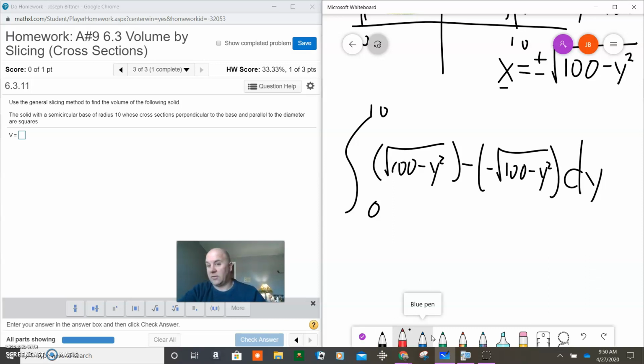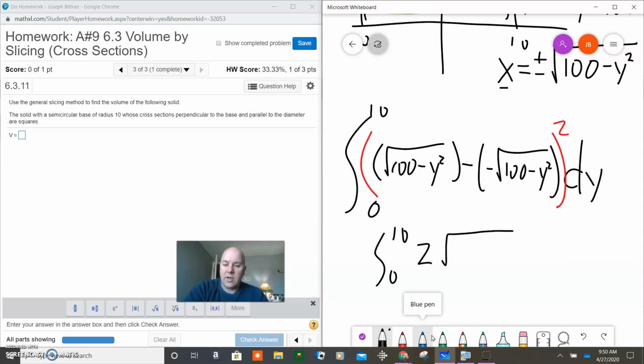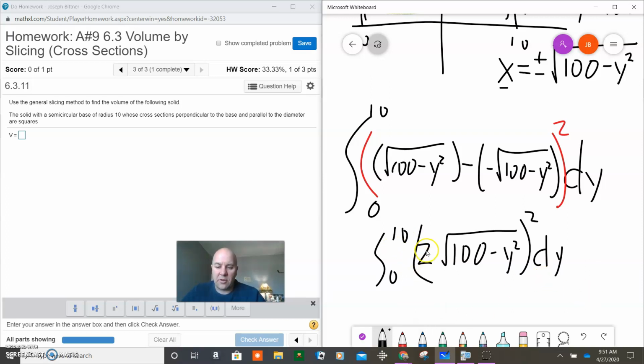And this is a really nice problem because the negative just turns into a plus and you can add them together. But the key thing about this is since they're squares, we're just going to put parentheses around the whole quantity, square it, and that will give us our solution. So 0 to 10, 2 times the square root of 100 minus y squared, dy. Just don't forget the whole thing's being squared. And the reason that's a 2 is because negative times negative really becomes a plus, and I just add the square roots together, so I get 2 of them.